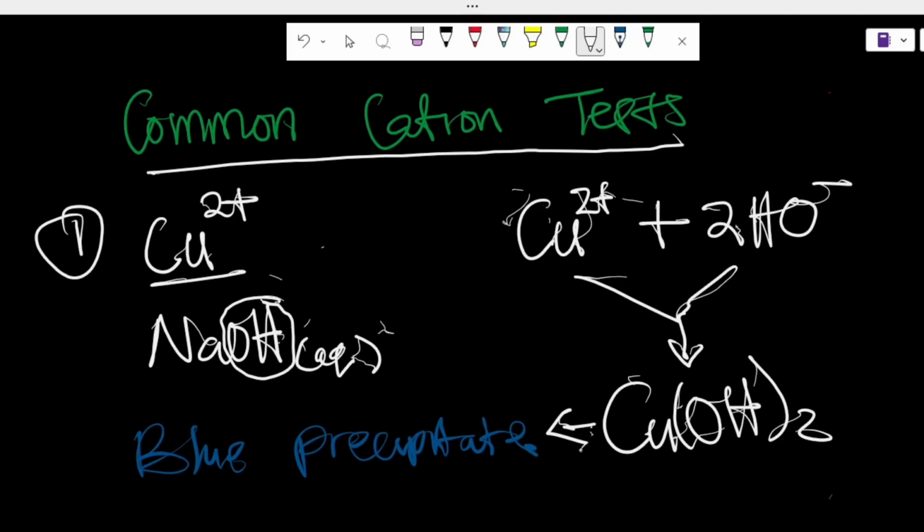So make sure you understand that, because it is showing you that when you add sodium hydroxide or any other hydroxide to a solution containing copper 2 ions, you have a blue precipitate. So when you see a blue precipitate, just know that copper hydroxide has been produced, and therefore that is a sign that copper 2 ions are present.